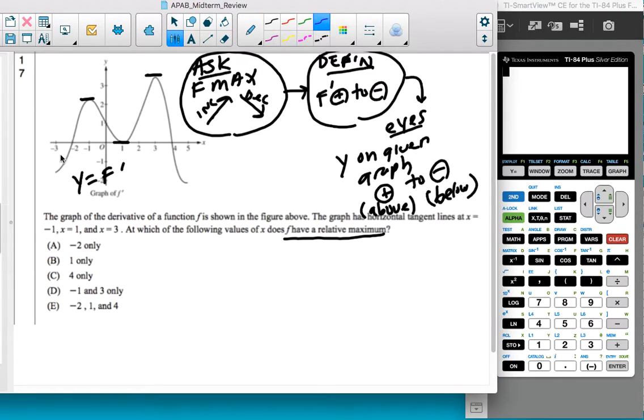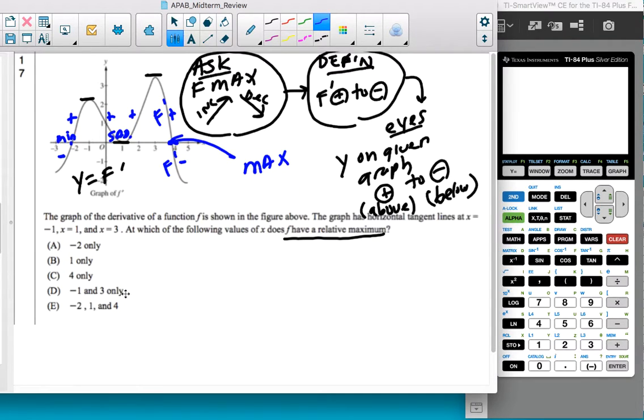So here, I go from below the axis to above the axis, so that is an example of a min. Here, I go from above the axis to still above the axis, so that's an example of a saddle. But here, this is the winner, I switch from positive to negative. So this is f prime is positive to f prime is negative. This thing right here, this is a max, right?